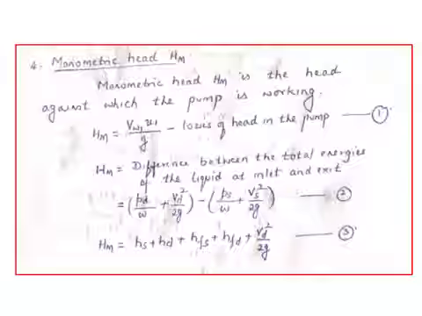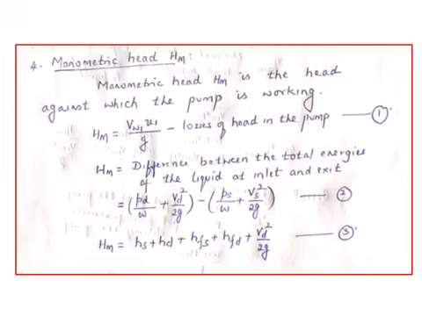So there are various formulas to calculate the manometric head. You know that the work done per second per unit weight of water is VW1 U1 by G.